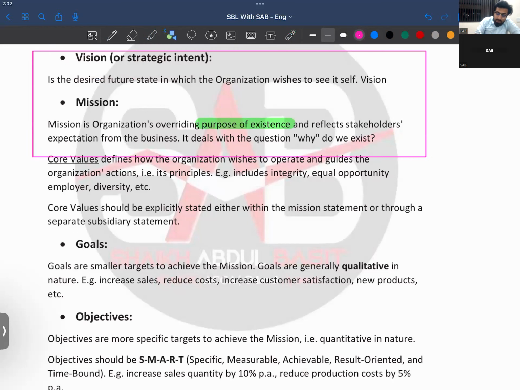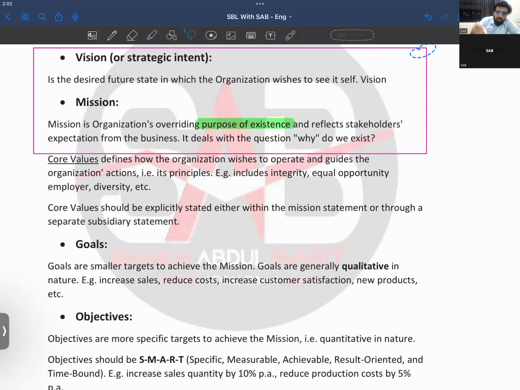I see many students who don't have exactly an idea what's the difference between vision and mission. In fact, you can see many annual reports in which vision and mission are separately mentioned. So you must know that vision is basically the organization's wish to see itself, and mission is the purpose of existence. And what do stakeholders expect, right? So if someone asks you to define mission, you're going to say: why do we exist? What do shareholders, stakeholders expect from us? What is our purpose of existence? Whereas the vision's definition is: where do we see ourselves in future? Is it clear, guys?